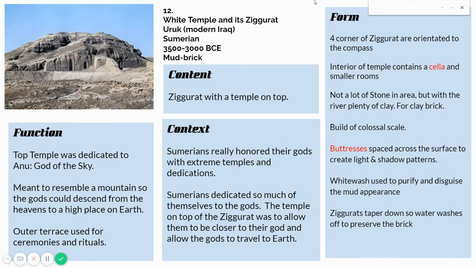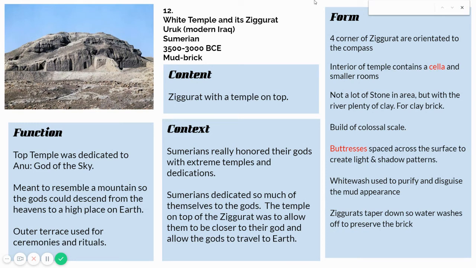The temple on top of the ziggurat was to allow them to be closer to their god and allow the gods to travel to earth. So instead of just constructing a temple, it was all about lifting that temple up and creating a faux mountain form that would allow people to be physically closer to their gods at times of worship.